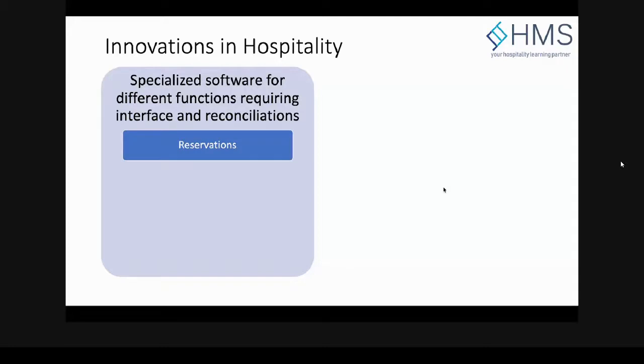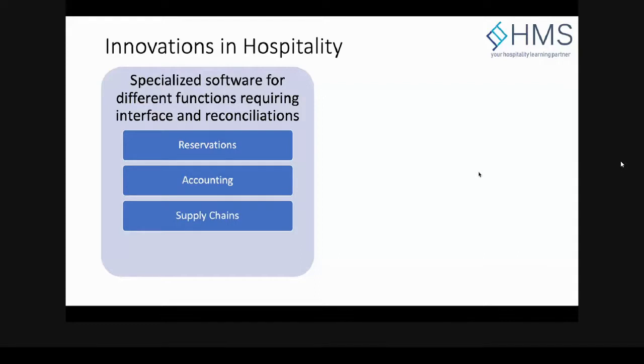For example, they have reservation systems, they have a property management system, they have accounting systems, they have procurement systems for supply chain management, and then they have revenue management systems. There are financial planning tools, which are customized to their specific requirements. For accounting, there are multiple accounting softwares. For supply chain, there are multiple softwares which are specialized and have much more detailed and in-depth controls.